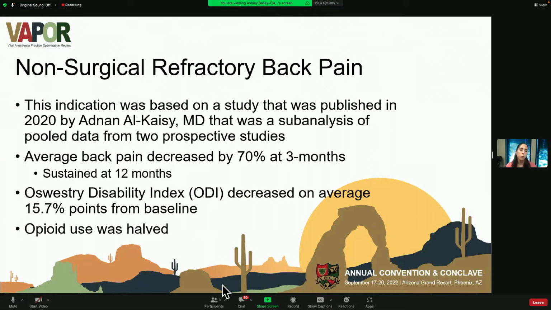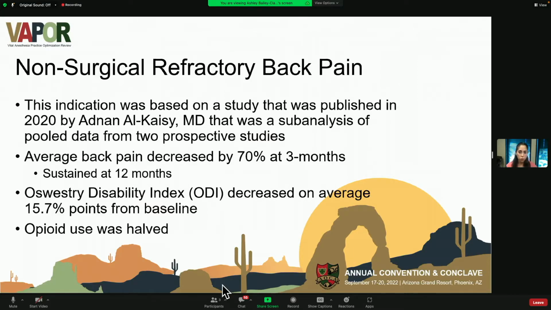So the reason they were able to go back and get this indication is in 2020, a meta-analysis was done from a couple of different prospective studies that showed the use of spinal cord stimulation decreased back pain by about 70% at 3 months. And this, again, was sustained out to 12 months.